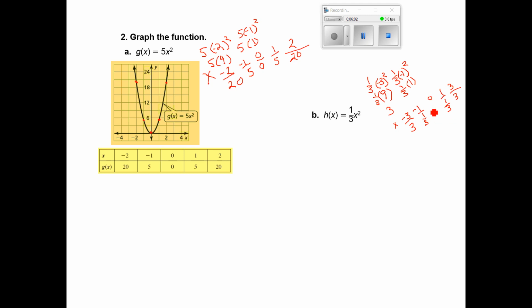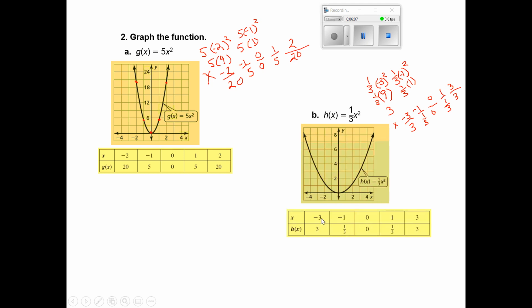So now we can put a table with these coordinates in it. As you can see right there, we use -3, -1, 0, 1, and 3, and we got our answers, 3, 1/3, 0, 1/3, and 3. We plot those coordinates. We see 0 is going to be at 0, -1 will be at 1/3, and -3 will be at 3. Sorry about that.